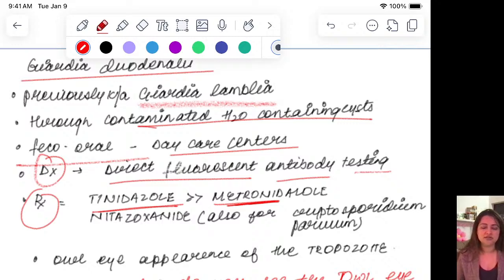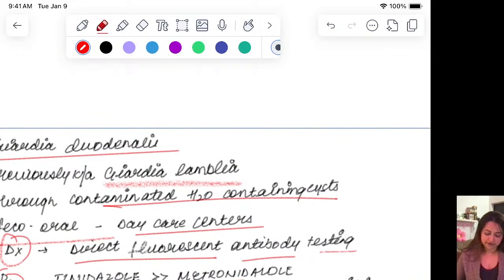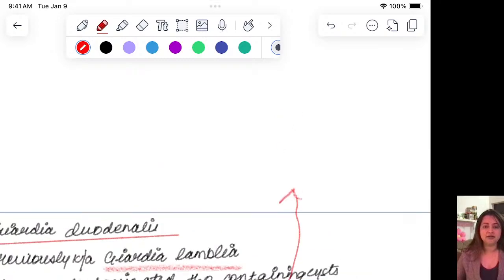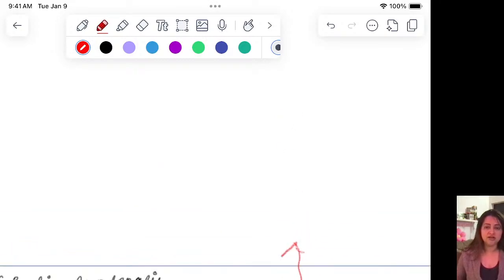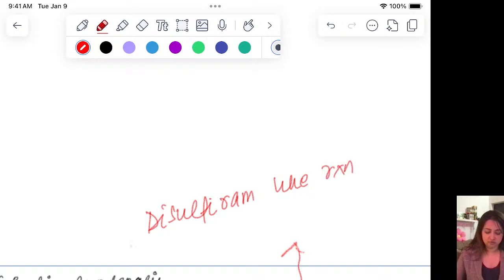The answer to this question is that it is associated with the disulfiram-like reaction. So remember, metronidazole is the very important culprit in causing the disulfiram-like reaction. Okay? Why disulfiram-like reaction? Because it is producing the effect similar to what disulfiram does.